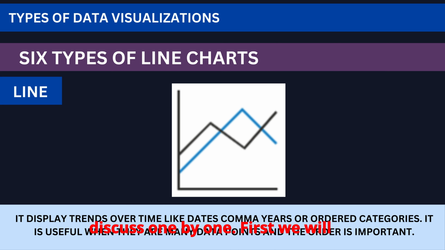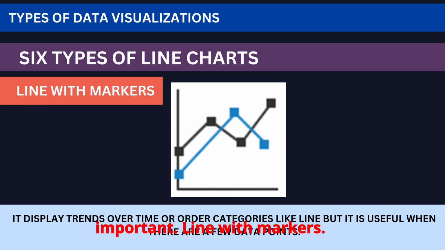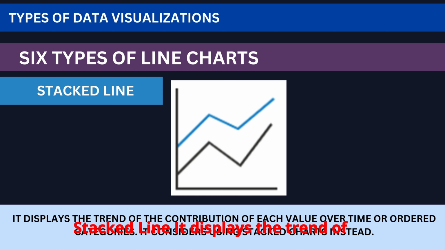Let's discuss one by one. First, we will start with line. It displays trends over time like dates, years, or ordered categories. It is useful when there are many data points and the order is important. Line with markers. It displays trends over time or ordered categories like line, but it is useful when there are a few data points.